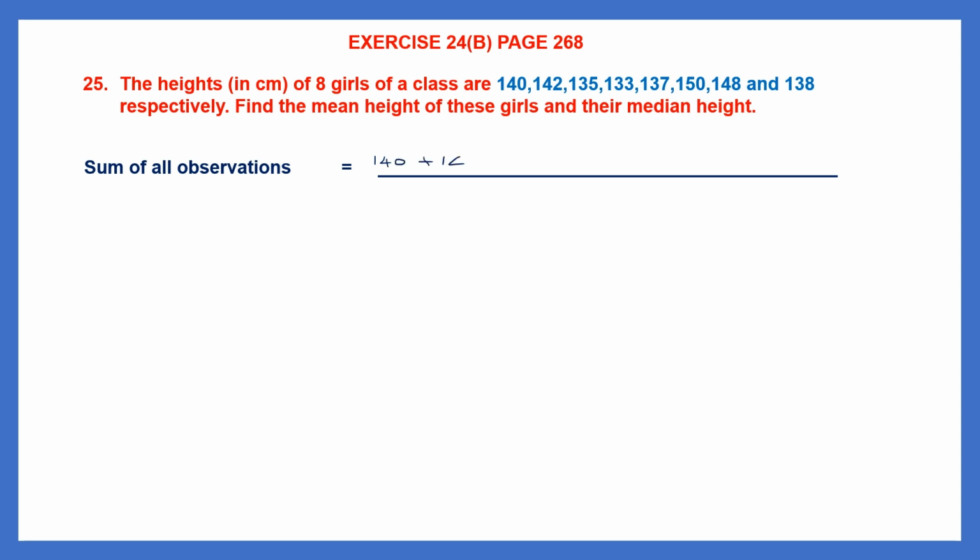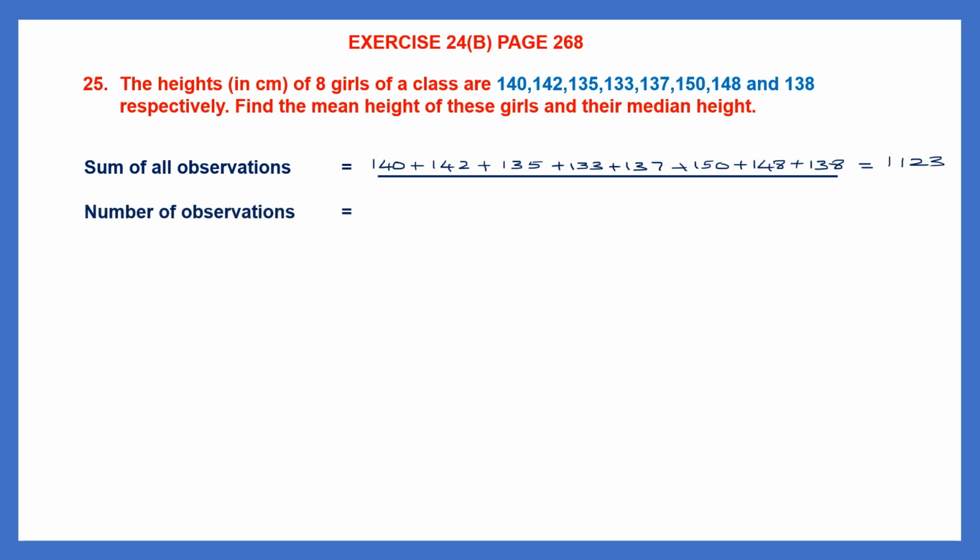140, 142, 135, 133, 137, 150, 148 plus 138. And when you add up all these, you get 1123. So this is the sum of all the observations.